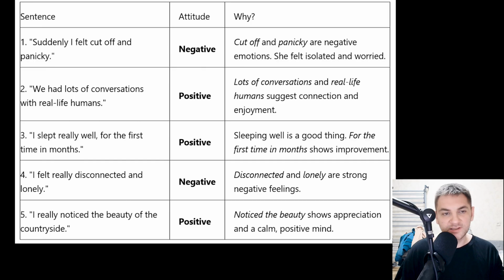Okay, let's check it. Sentence 1. Suddenly I felt cut off and panicky. It's negative, of course. Cut off and panicky are negative emotions. She felt isolated and worried. 2. We had lots of conversations with real-life humans. Positive. Lots of conversations and real-life humans suggest connection and enjoyment. 3. I slept really well for the first time in months. Positive, of course. Sleeping well is a good thing. For the first time in months shows improvement.